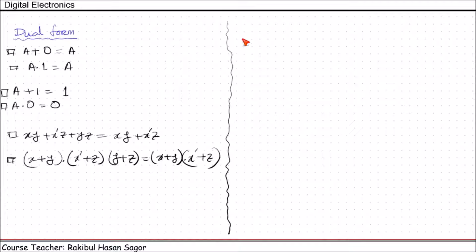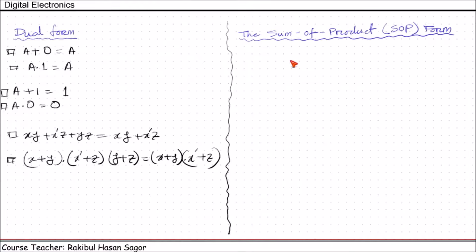Next, we will learn some ways of expressing Boolean functions. First of all, the sum of product, which is abbreviated as SOP form. When two or more product terms are summed by Boolean addition, the resulting expression is called sum of products or SOP form. Let me give you an example.